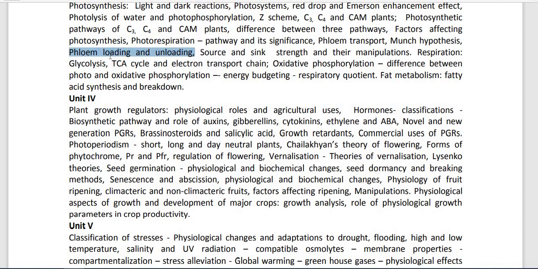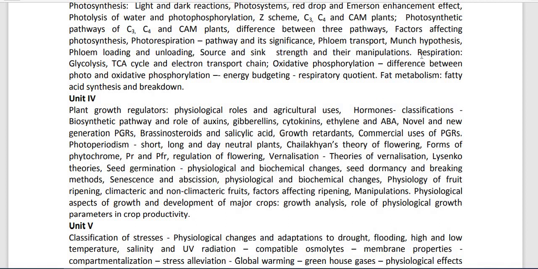The phloem loading is where the food materials produced in the source tissues are loaded into the phloem, and the unloading is after reaching the destination, the food materials transported through the phloem are unloaded to the sink tissues. First you have to know what are source cells and what are sink tissues. For example, source cells are mostly leaves, but the sink tissues are young developing leaves or buds, and also storage organs like fruits, tubers, etc. So you have to know what is source, sink, and what is phloem loading, unloading and examples, and the source and sink strength and their manipulations.